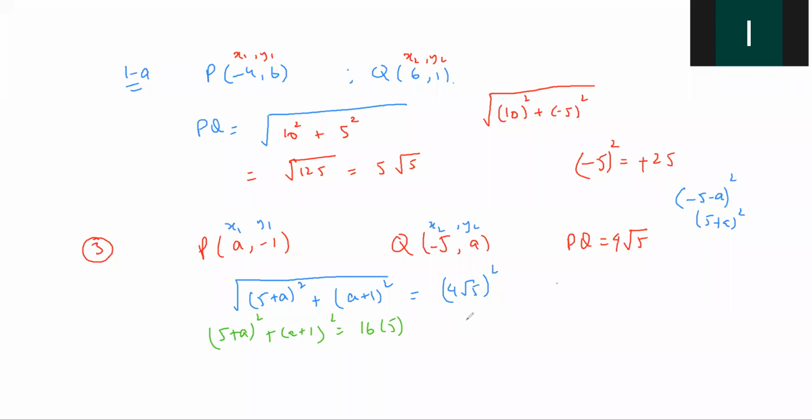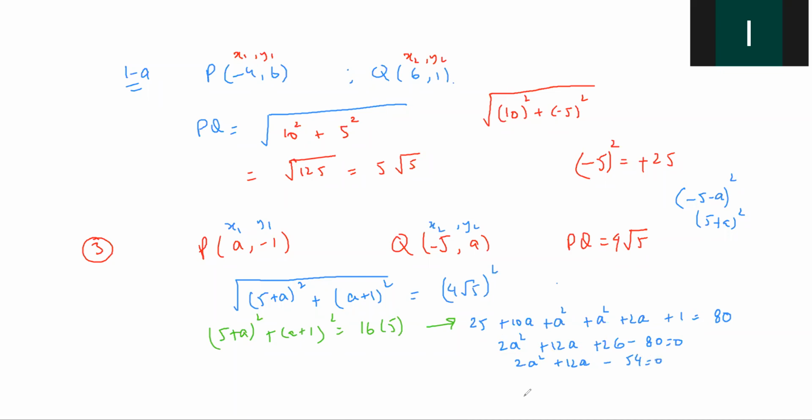Okay, now we expand the squares here, so we should get 25 plus 10a. Many people make a mistake while expanding the squares, okay? And this is plus a squared plus 2a plus 1, that is equal to 80, okay? Don't try to be hasty here. This is 2a squared, this is plus 12a, this is 26 minus 80. So we have 2a squared plus 12a minus 54.